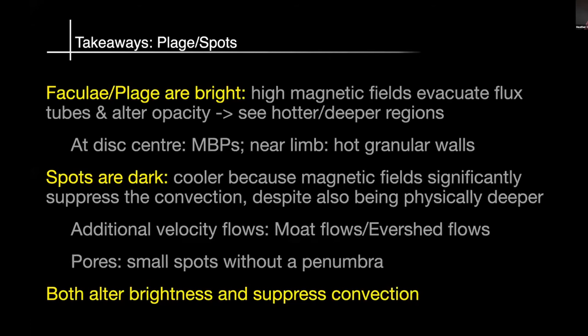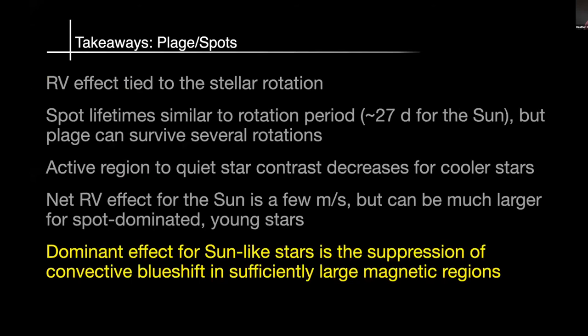But really the key thing is that they both alter the brightness and suppress the convection. And the spots live for a similar lifetime to the rotation period, which is about 27 days for the sun. But the plage can survive for several rotations beyond that. Also important to point out is that the active region to quiet star contrast decreases as we go towards cooler stars or towards redder wavelengths. So one mitigation strategy is to target there.